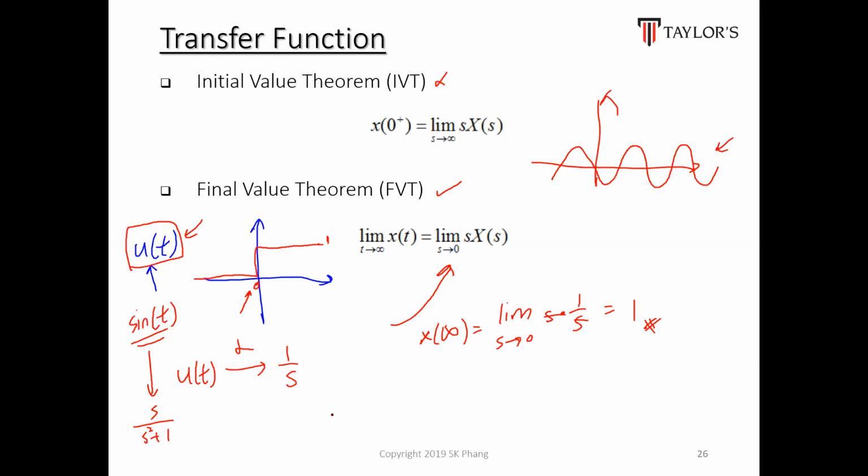So most of the time, people apply it on the outputs of a system. So they apply it here. They give you an input and an impulse response, and they ask you to find out what the final value of this output is. Then it is very useful. Okay, any more questions?